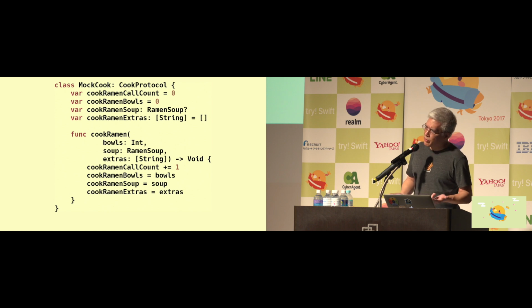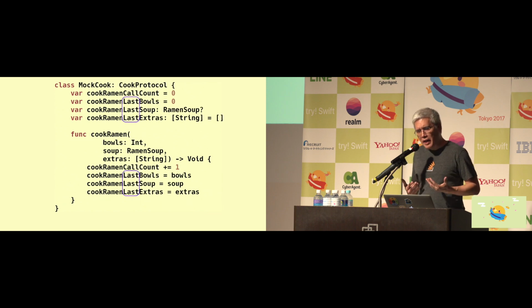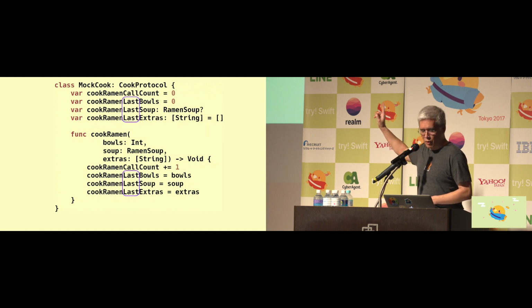But again, we're throwing away information. All we're doing is saving the last set of arguments. But usually, it's okay to keep only the last set of arguments. So let's at least be more honest and clear about that. We can name the properties to make it clear that we only have the values from the last call.